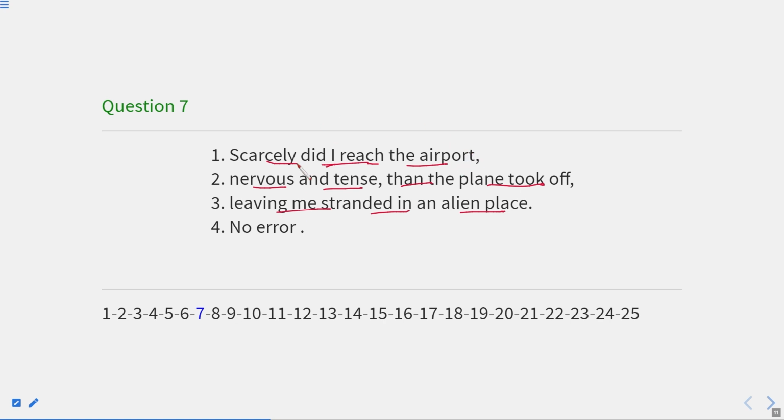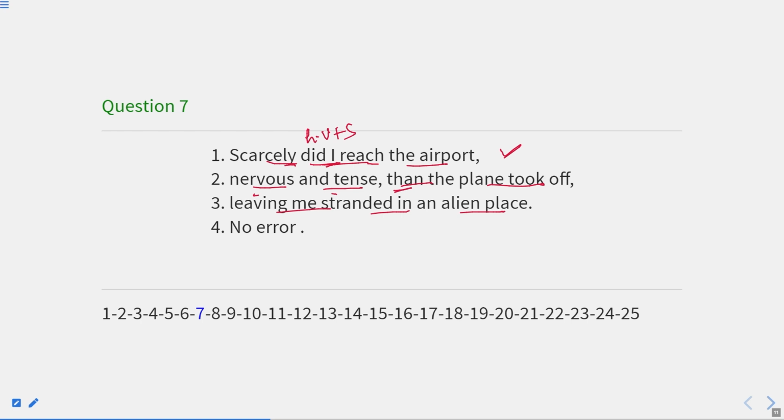Now here, if we see the sentence, if the word scarcely begins the sentence, we need to put the inverse rule. It means the helping verb comes prior to the subject, which is over here. That is, first is the helping verb and then we have the subject. So this part is correct.